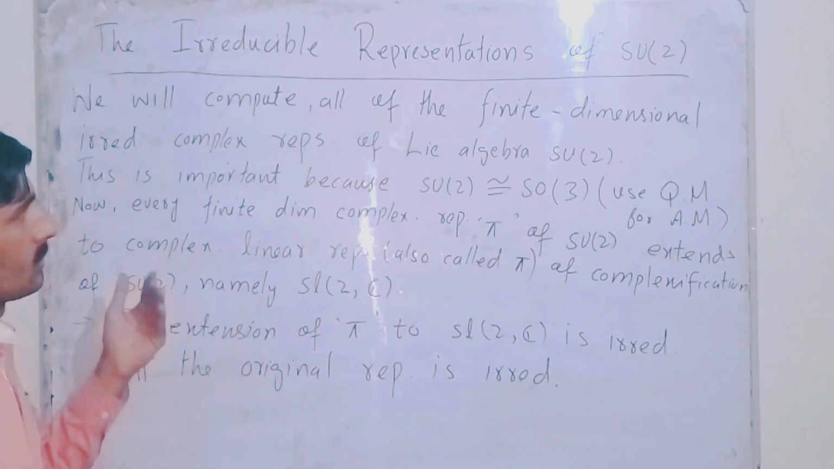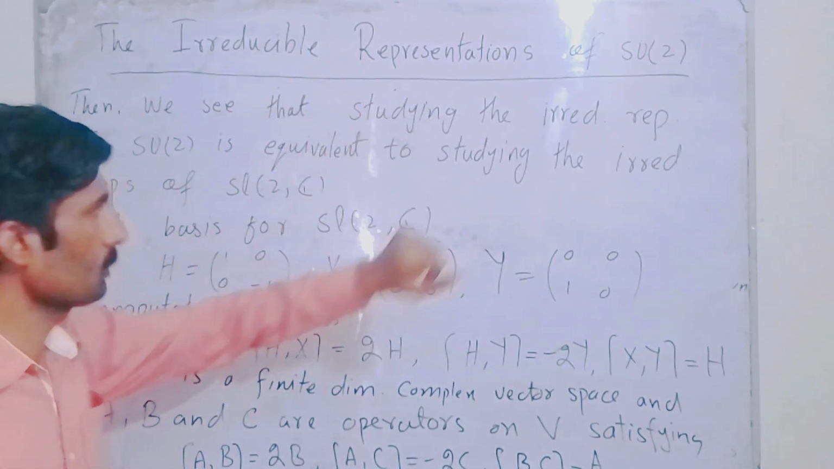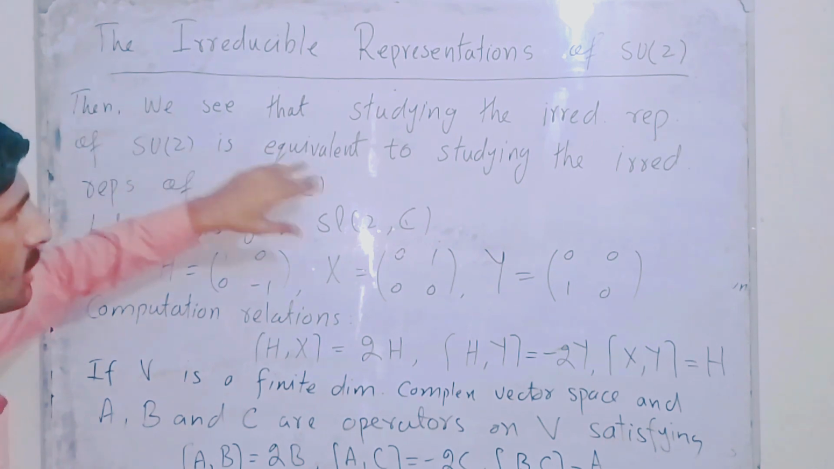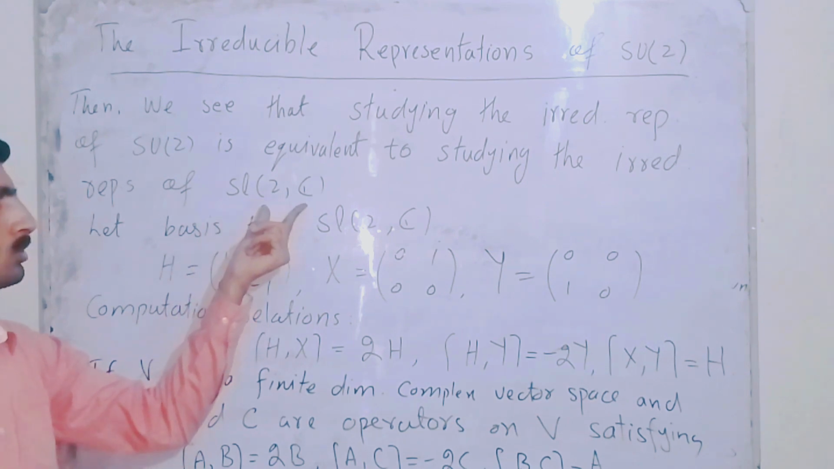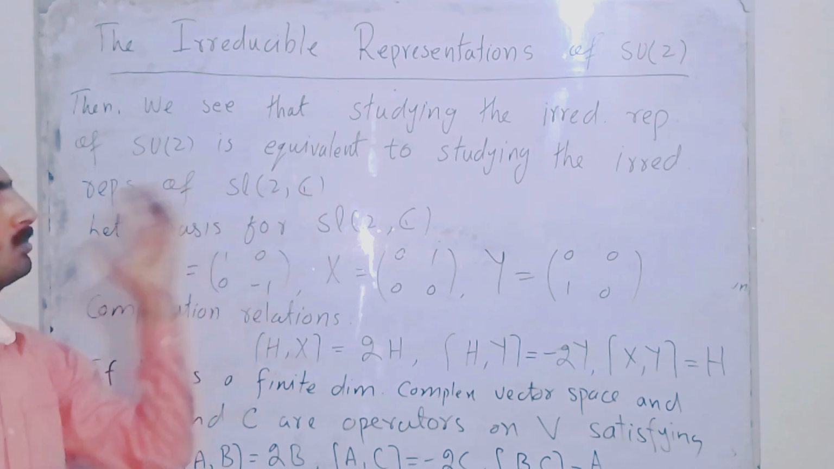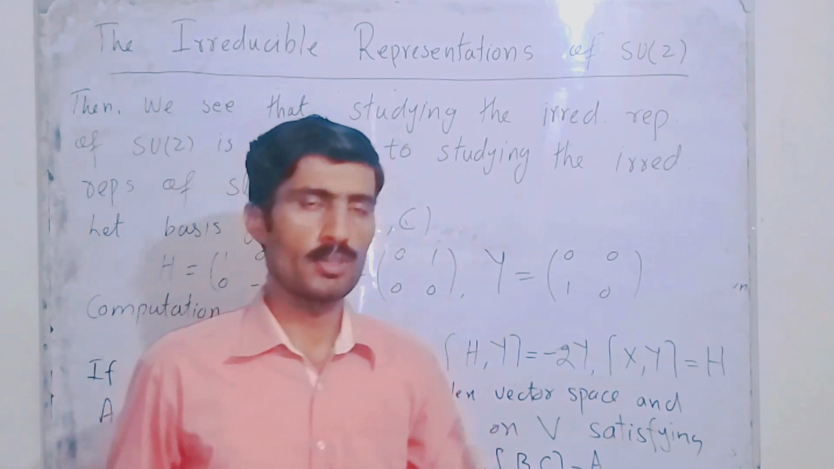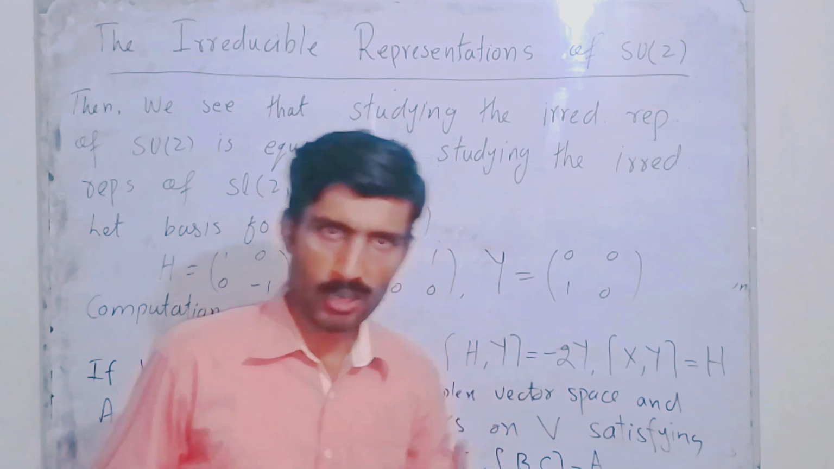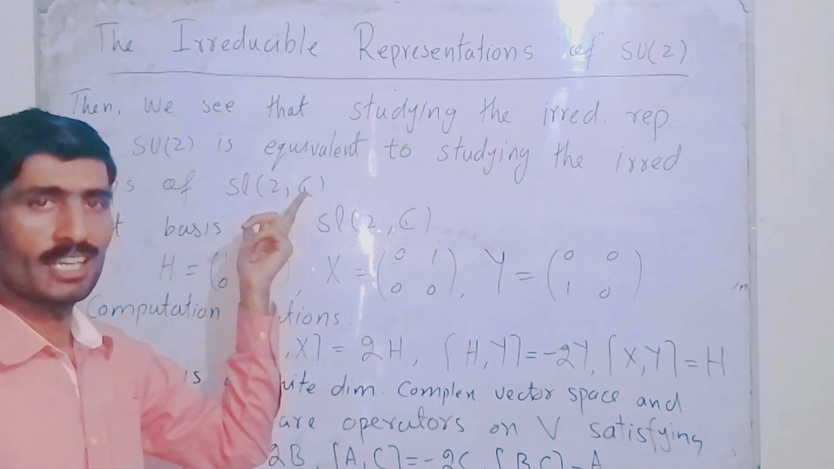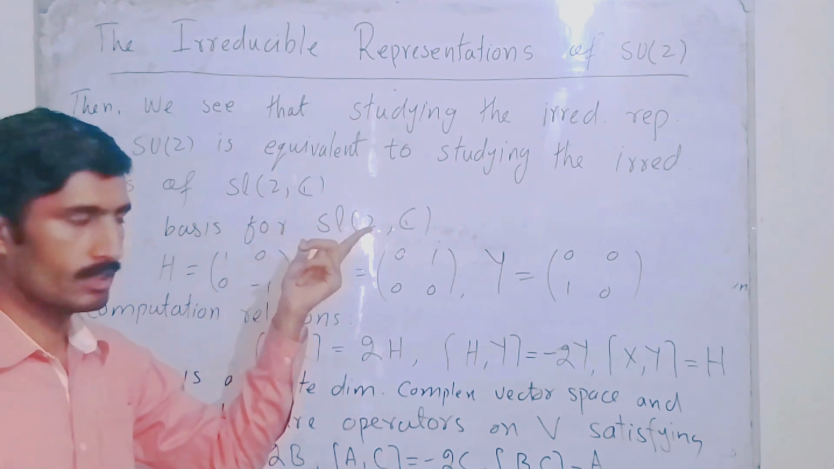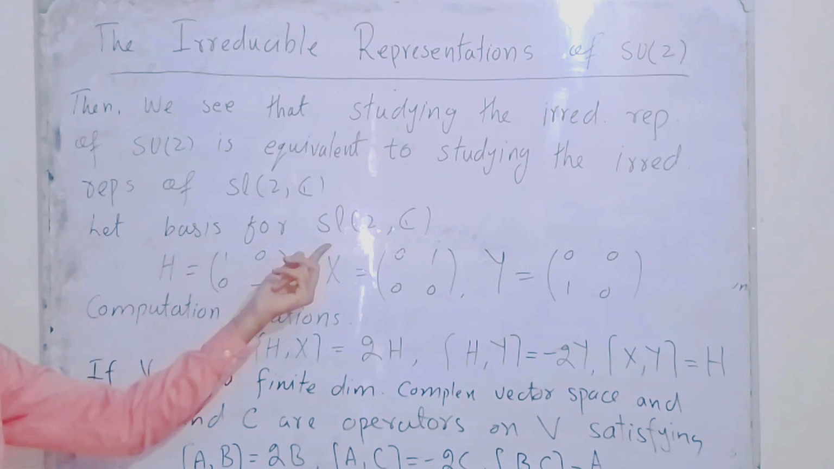So now we see next, we see that studying the irreducible representations of su2 is equivalent to studying the irreducible representations of sl2 over c, right? It means that after studying the representations of su2, we will easily find the irreducible representations of sl2 over c, right? So next, let the basis, here we take the basis elements of sl2 over c, right?